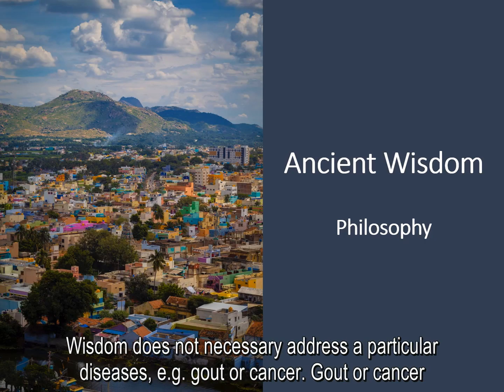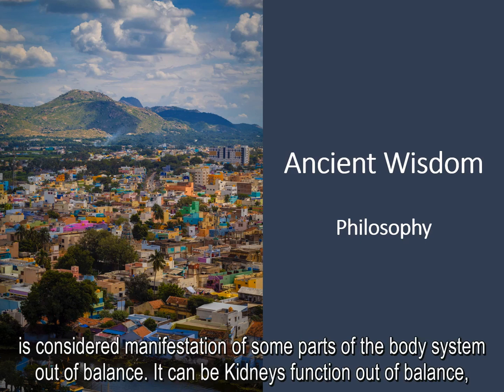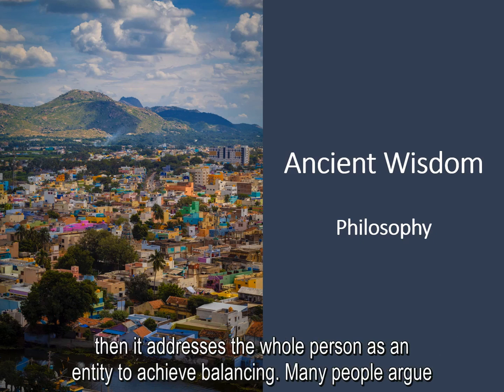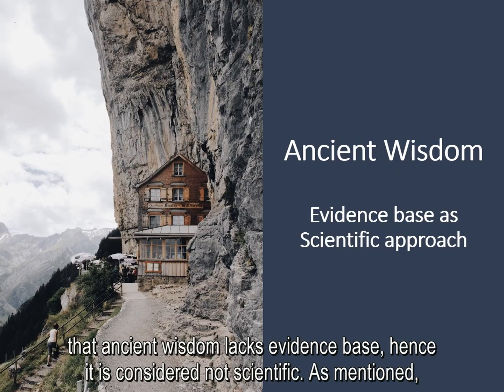Ancient wisdom does not necessarily address a particular disease, for example, gout or cancer. Gout or cancer is considered a manifestation of some parts of the body system out of balance. It can be kidney function out of balance or body fluid and blood out of balance. Since ancient wisdom does not address a particular disease, it addresses the whole person as an entity to achieve balancing. Many people argue that ancient wisdom lacks evidence base, hence it is considered not scientific.